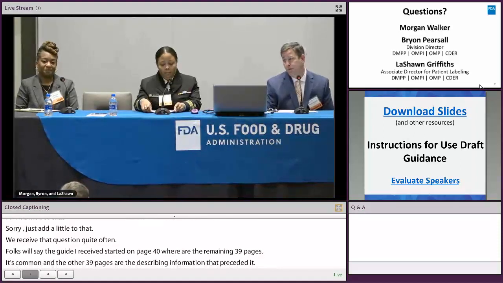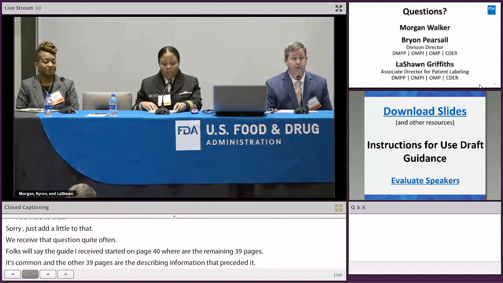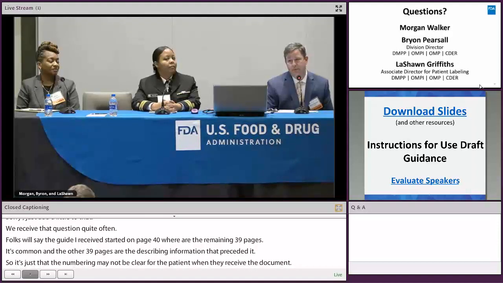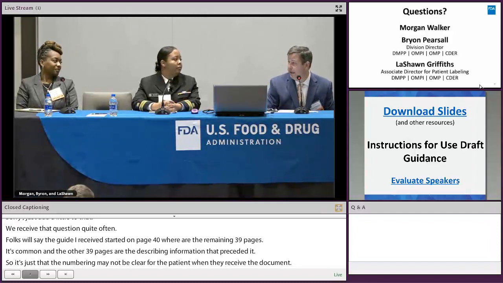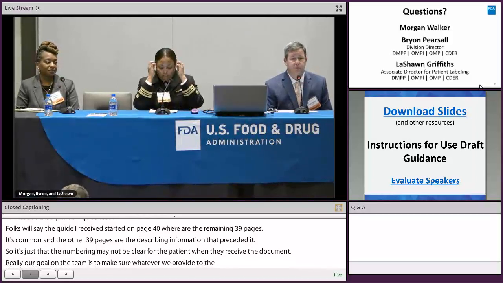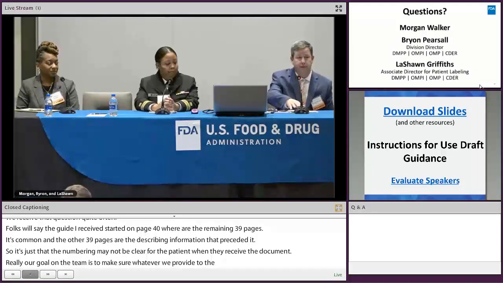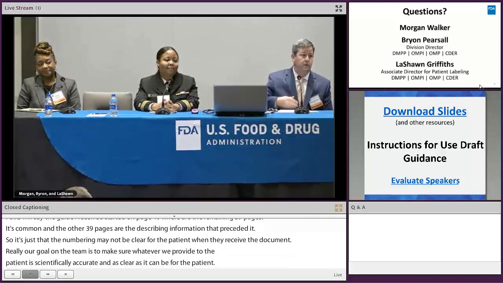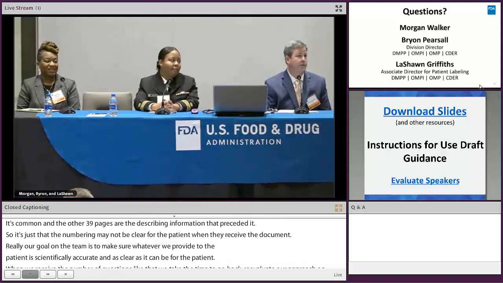And really our goal on the patient labeling team is to make sure that whatever we provide to the patients is scientifically accurate, comprehensive, and clear as it can be for the patient. And when we receive a number of questions like that, we take the time to go back and reevaluate how we're approaching things to reduce that confusion. So that's actually a really great question, something we commonly see. Thanks.